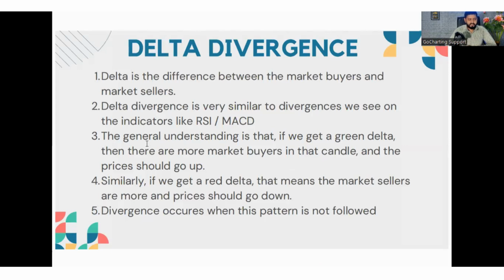So the general understanding is that if we get a green delta, it means there are more market buyers, which I have just explained. So if there are more buyers, the price should go definitely up, right? Similarly, if we get a red delta, it means the sellers are more, meaning market sellers are more, and the price should go down. Okay, so this is the general understanding and this is the normal scenario which should happen. However, divergence occurs when this pattern is not followed.